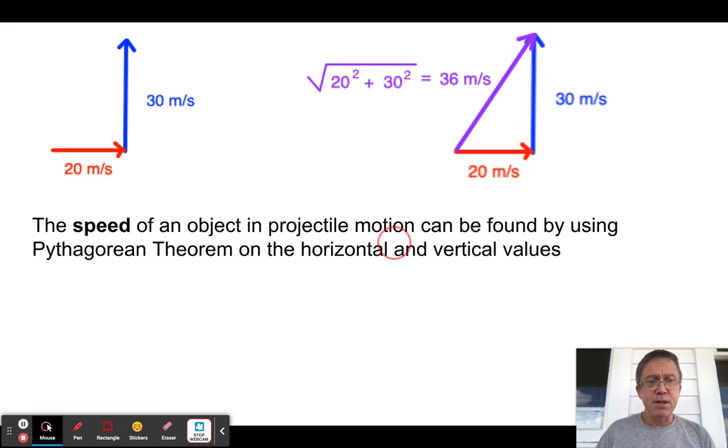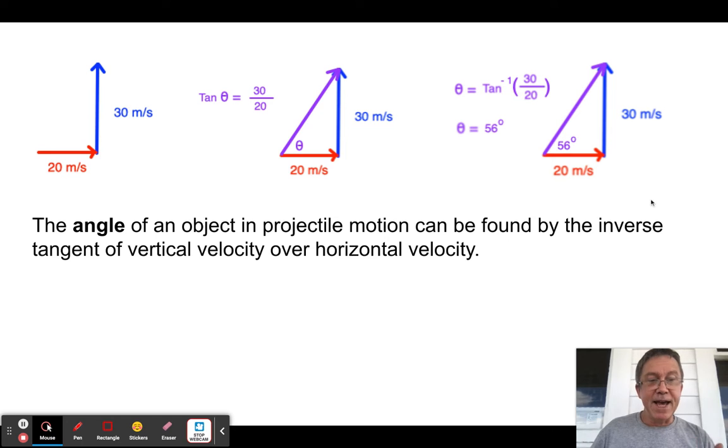Although the horizontal velocity stays constant, the vertical velocity is constantly changing. So to find the speed, we'd simply use the Pythagorean theorem. I know that the horizontal is 20, the vertical is 30, so the resultant vector, doing tip to tail, would be 20 squared plus 30 squared, take the square root, and I get 36 meters per second as the speed. Basically, I'm just taking the Pythagorean theorem, and it makes sense that it's a little bit more than 30.